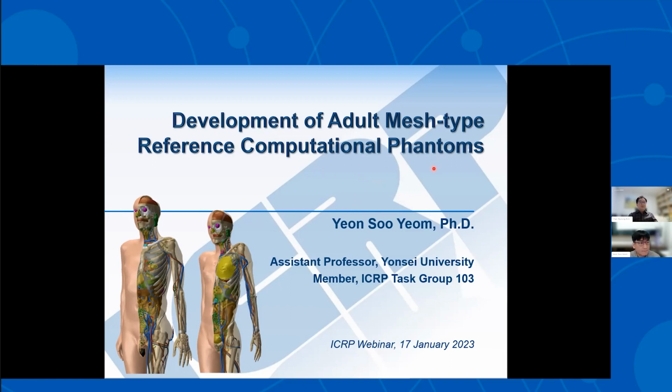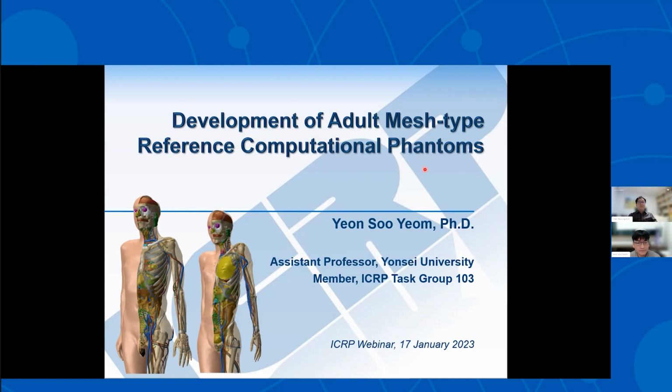His main research area is computational human phantoms and dosimetry. In fact, his PhD thesis topic was to develop the adult mesh type reference computational phantoms, which he will present today. He wrote the most part of ICRP publication 145, so the report became his PhD thesis. So I can say he's the one who knows best about ICRP publication 145 and the adult mesh type reference computational phantoms. He's very active in research.